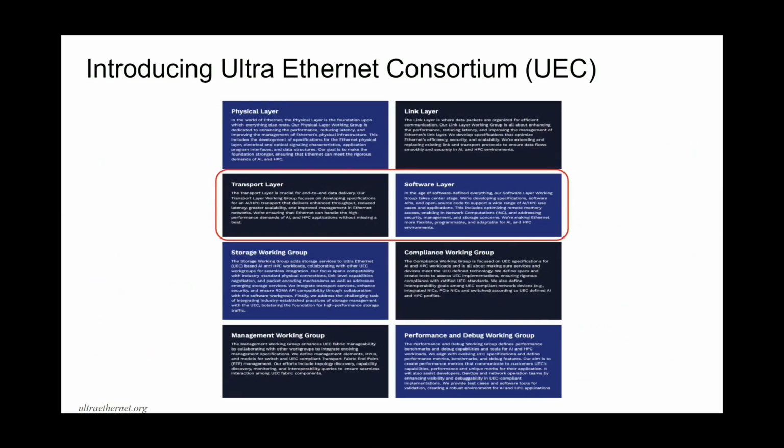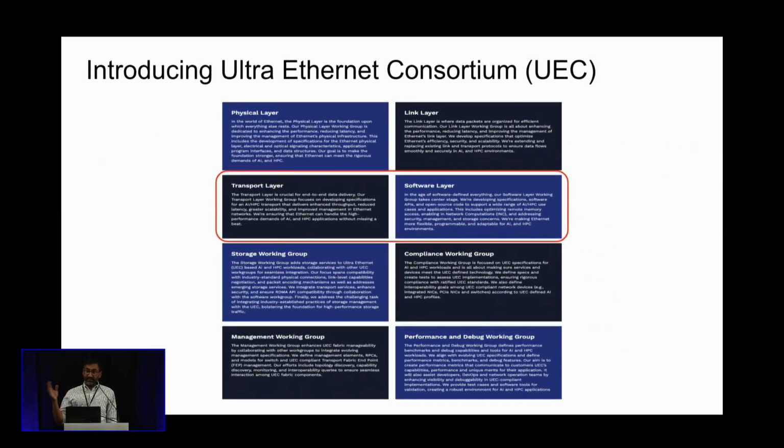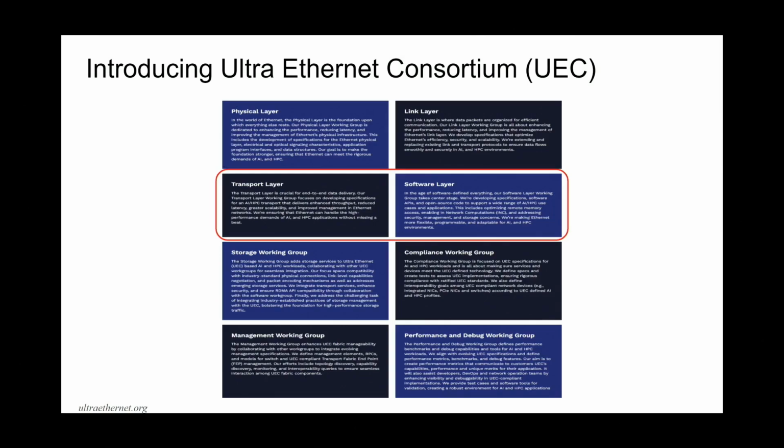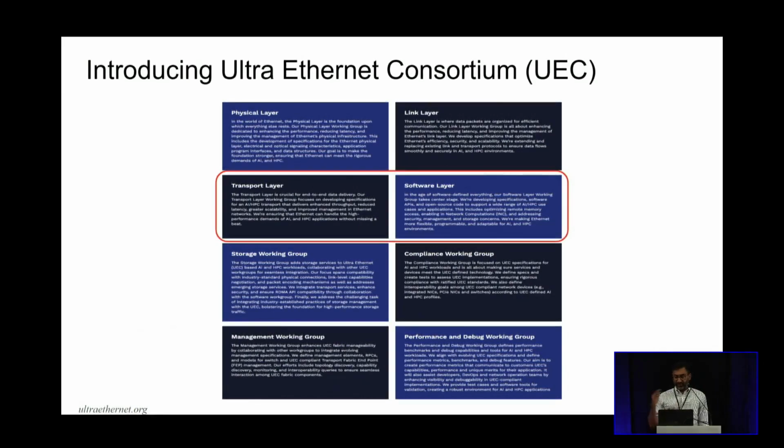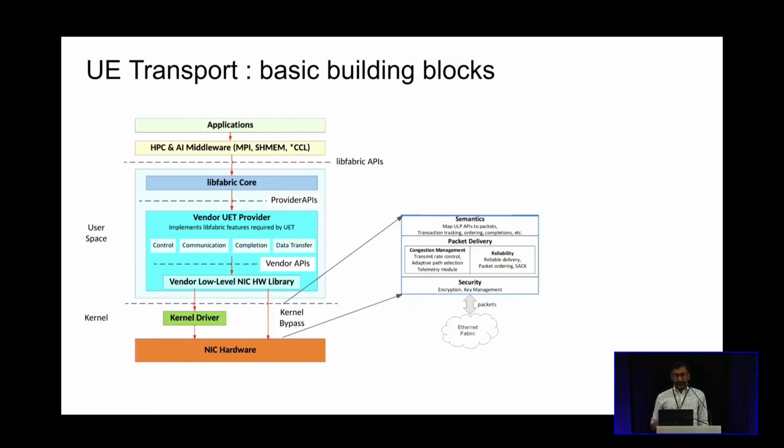It has a lot of functional blocks. The consortium is looking at everything from link layer issues, physical layer issues, transport layer issues, software layer issues. It has a group looking at storage, a group looking at compliance, a group looking at management, et cetera, et cetera. Today, for the rest of this session, we're going to focus mostly on the transport and the software implementation of that transport, which is what's marked out.